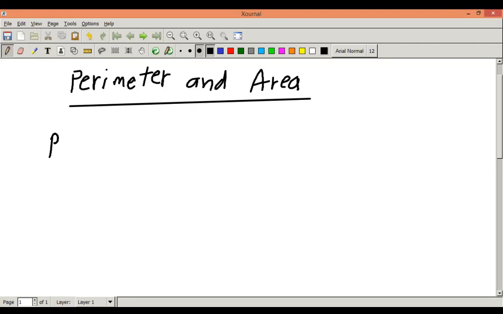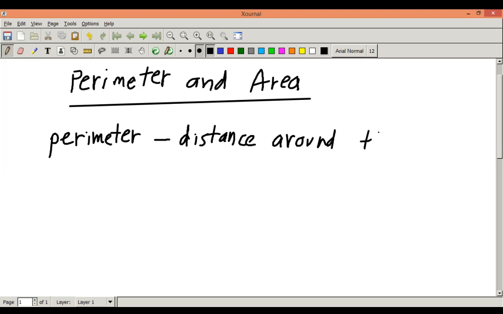First of all, perimeter of any shape, just very simply, is the distance around the outside. The distance around the outside of the shape. So it's a distance like miles or feet or something like that, inches, whatever.